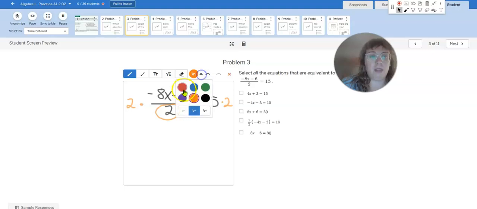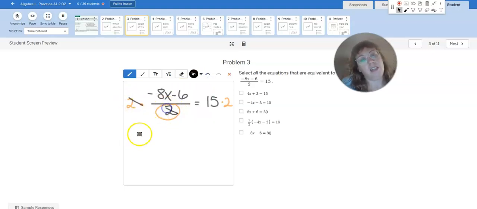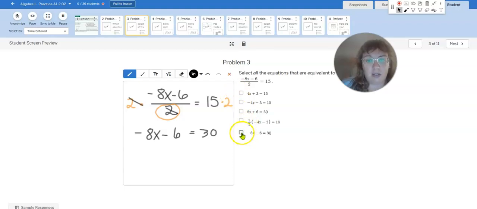So then the 2's will cancel, and we're just left with negative 8x minus 6 equals 15 times 2 is 30. So there's 1. Negative 8x minus 6 equals 30.